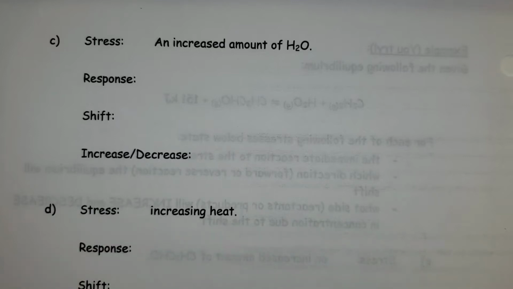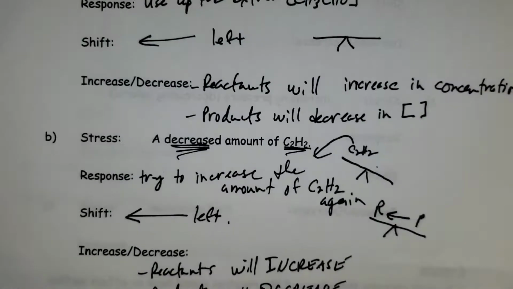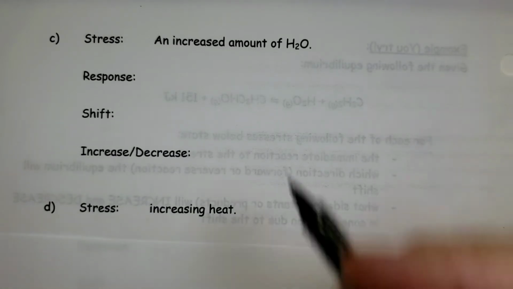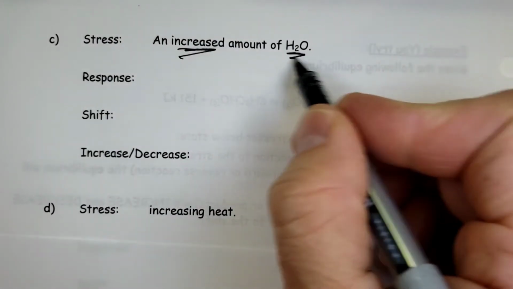Welcome back, Chemistry 30. This is the fourth video, I believe, in EQ1.6. So we looked at concentration manipulations. Let's look at another concentration manipulation, increasing H2O.